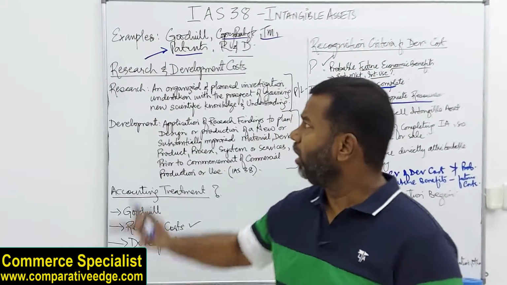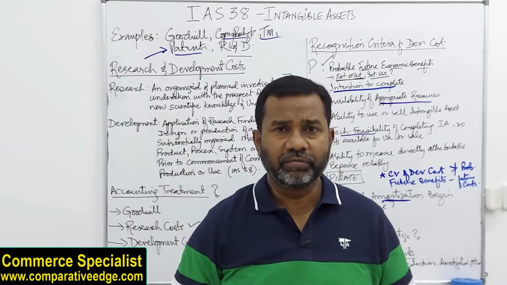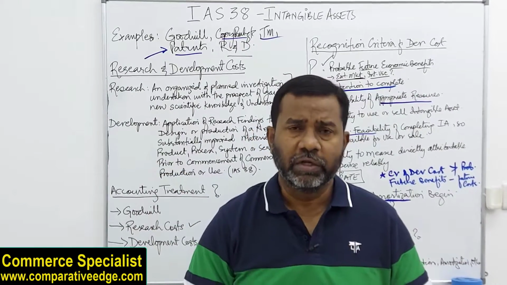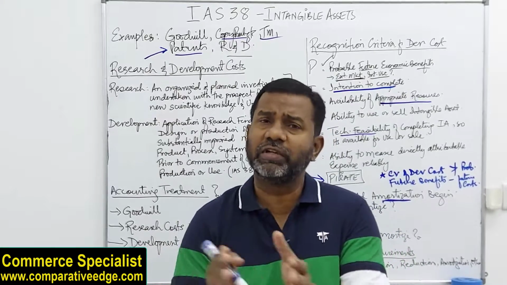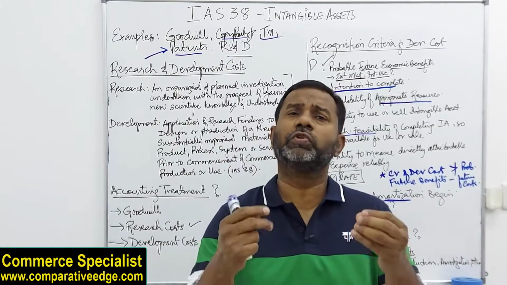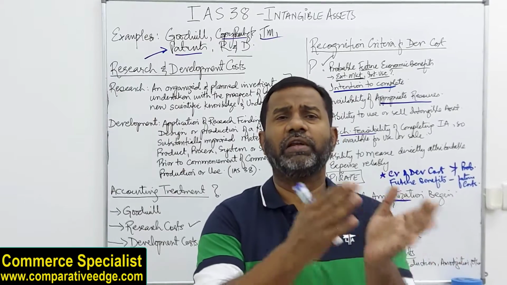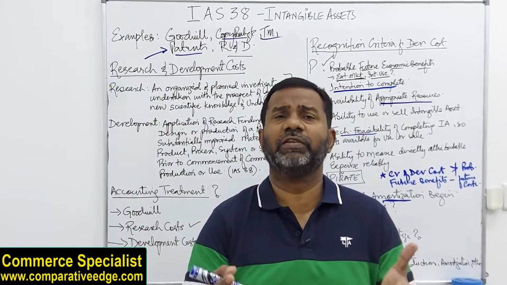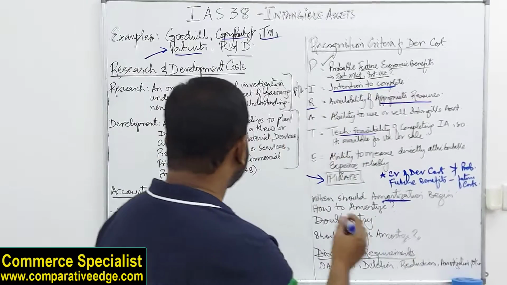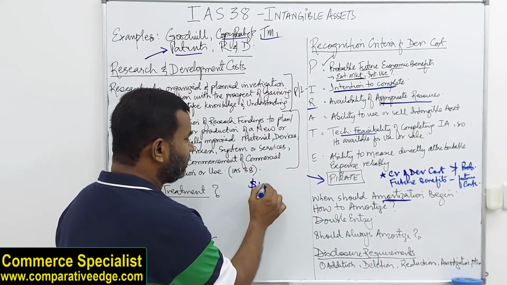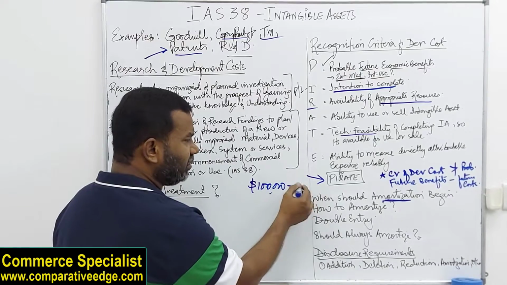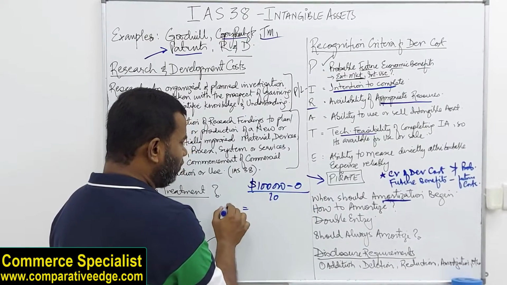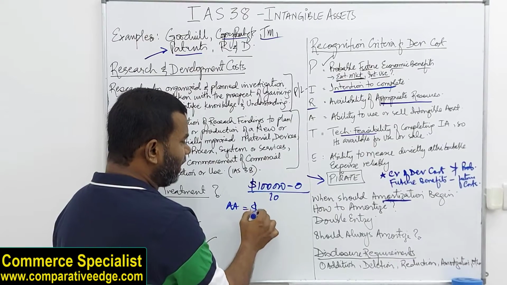For example, our copyright is registered for 10 years and the amount of the copyright is, let's say, 100,000. So the value of the copyright is 100,000, registered for 10 years. We can use the straight line method, which means cost minus salvage value divided by estimated useful life. If the amount of the copyright is 100,000, considering zero salvage value and an estimated useful life of 10, the annual amortization will be 10,000.